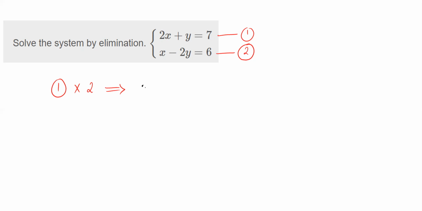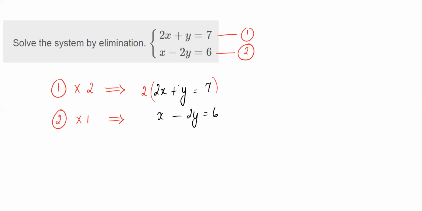So let me write the equation first. 2x plus y equals 7. And that gets multiplied by 2. What about equation 2? Equation 2 stays the same. It's like you multiplied it by 1. It just stays the same. So that's x minus 2y equals 6.